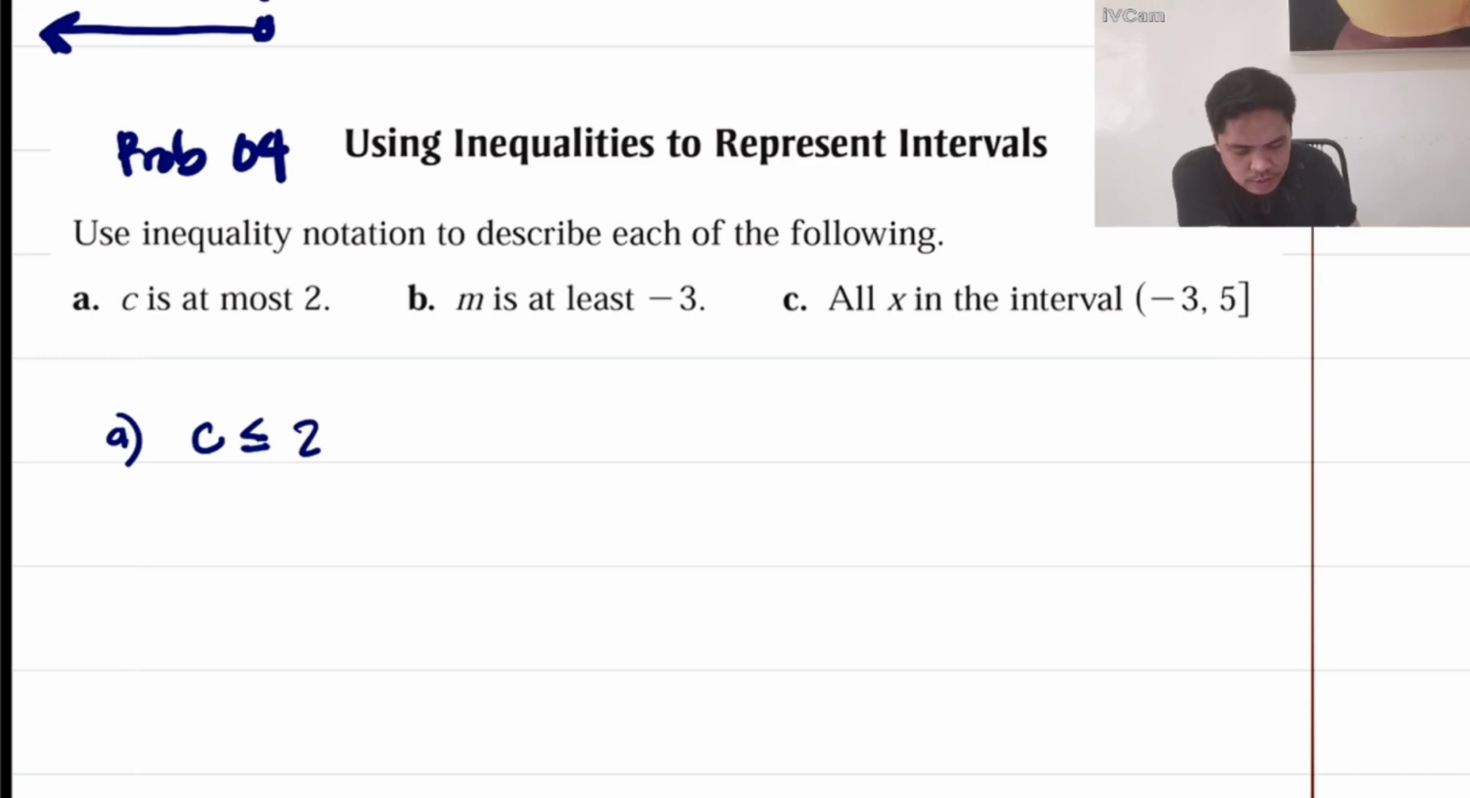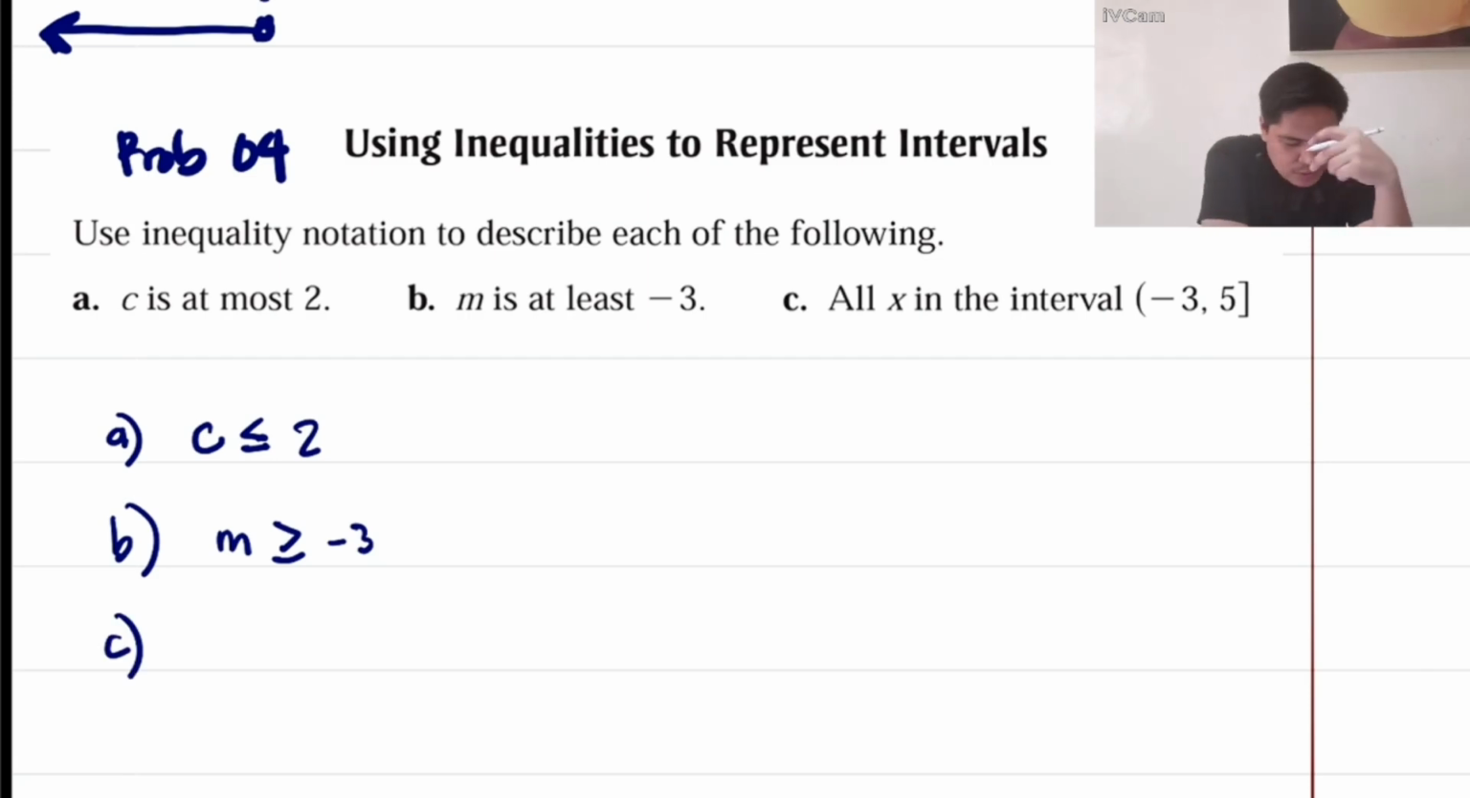Okay, how about letter B? M is at least negative 3. That means M's smallest value is negative 3. So M is greater than or equal to negative 3, because it is at least, meaning negative 3 is included. That's the difficult part, right? It's mathematics and then English is added. We have no choice, one at a time.